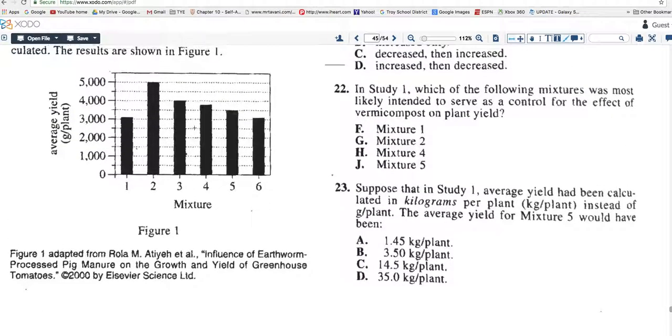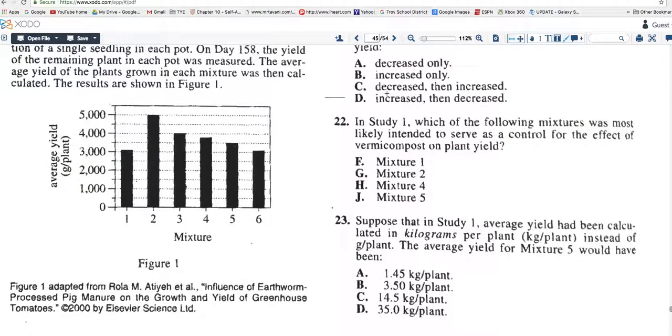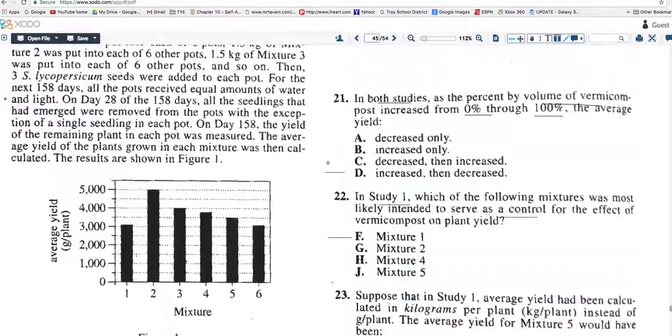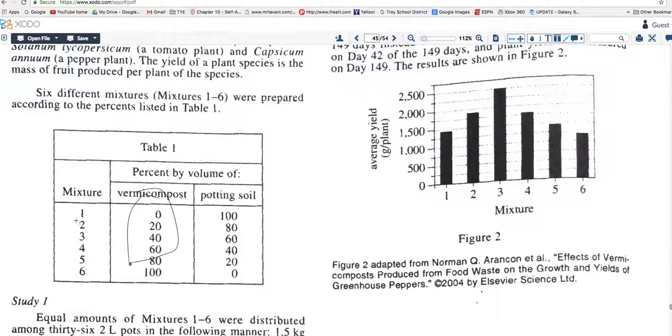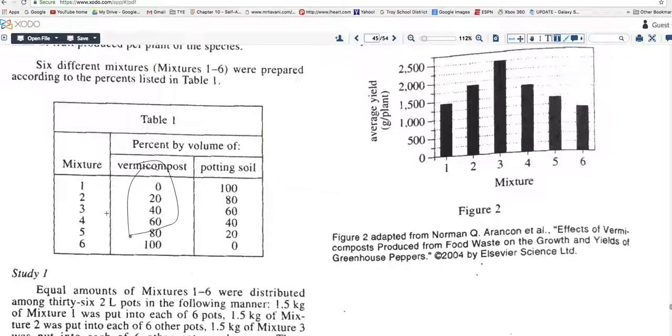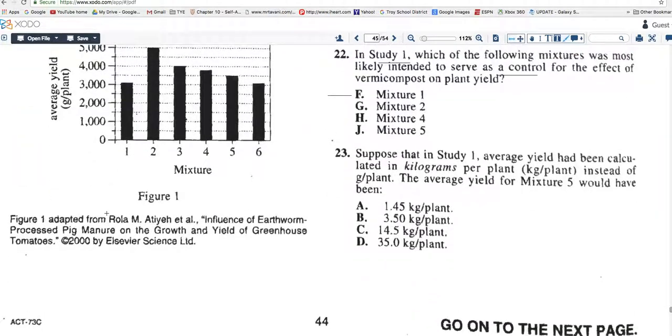Okay, next one, 22. All right, Varun, 22. You underline study 1, and then you underline control, and then you got F. Good. What other possible one could it be? It could be either F or it could be either mixture 1 or 6. We don't know, but since mixture 6 is not an option, it has to be mixture 1.